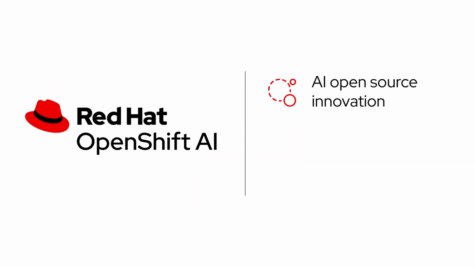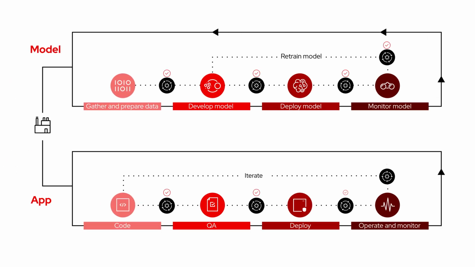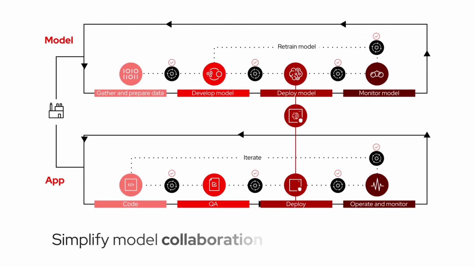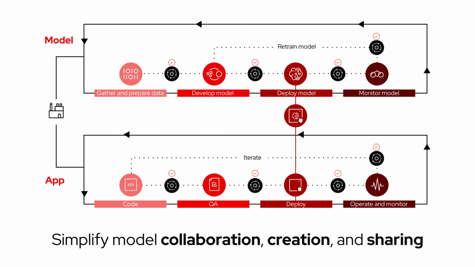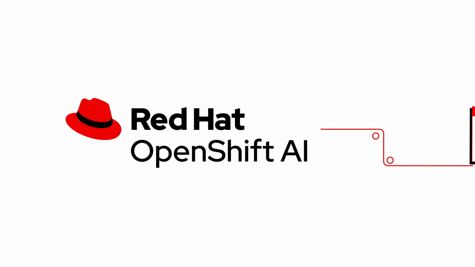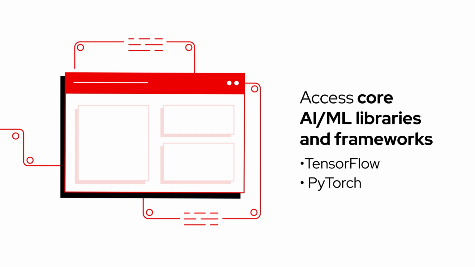Based on AI open source innovation and being cloud agnostic, this hybrid MLOps platform is tightly integrated with your DevOps lifecycle, bringing together IT, data science, and development teams to simplify and accelerate model collaboration, creation, and sharing. With Red Hat OpenShift AI, your teams can access core AI/ML libraries and frameworks, including TensorFlow and PyTorch, using our notebook images or your own.